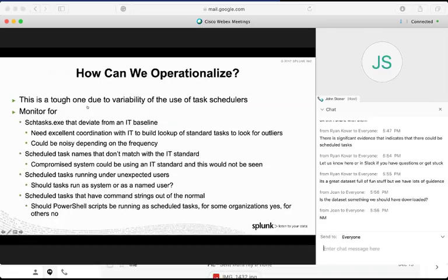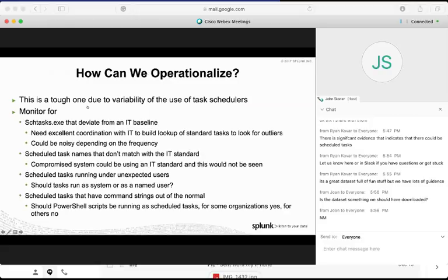So how can we operationalize this, right? This one's actually kind of a tough one to operationalize because it really depends upon how your organization does task schedulers, right? Task schedulers, if you use those all the time and everything else, it's going to probably blend in a bit. But you could certainly look for task schedulers that deviate from your IT baseline, right? Now, the IT guys have to be able to help you out here and provide a good feel for what exactly they do from a standardization perspective.